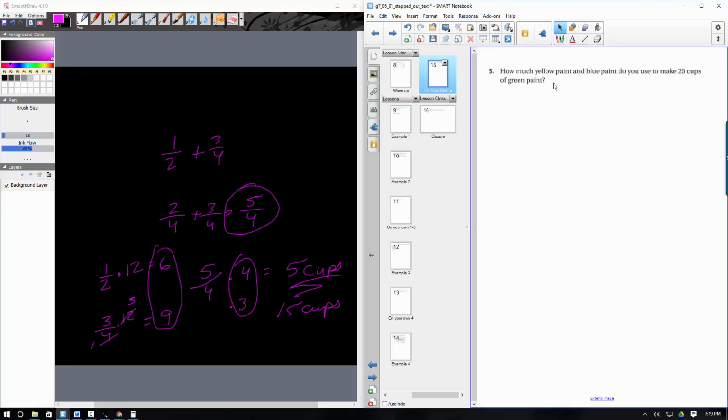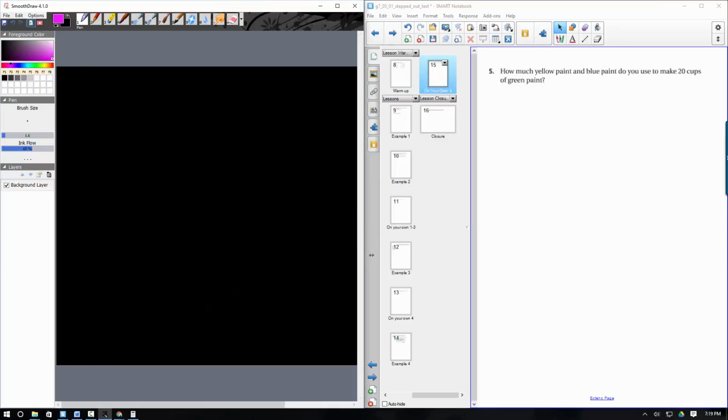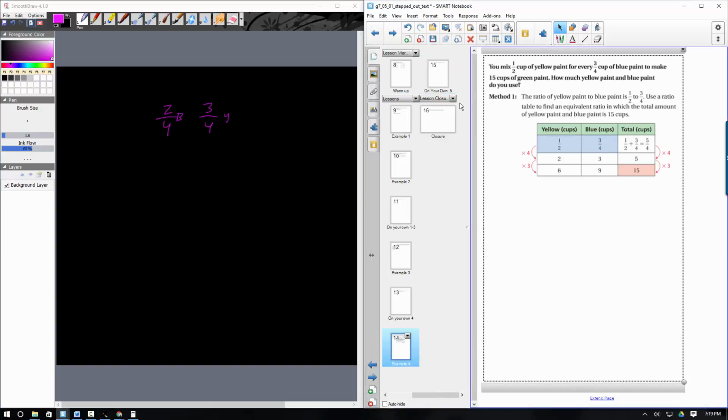All right, so how much yellow and blue paint do you use to make 20 cups? So we do exactly the same thing that we just did a moment ago. We start off with my 2/4 and 3/4. This is my yellow, of course, and this is my blue, I think. Is that what it was? So, oops, I have it backwards. So let's just do this again. Let's say 2/4 yellow and 3/4 blue. And I want to get down to 20.